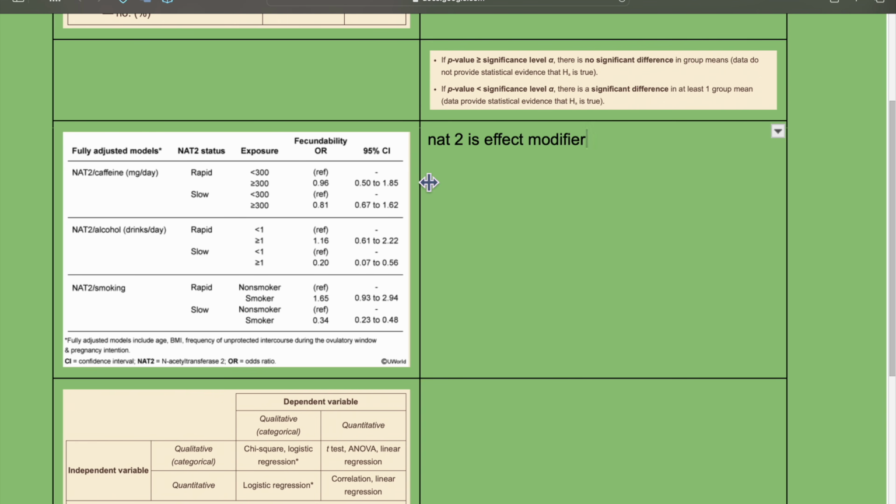The main thing was that you figure out that NAT2 is the effect modifier. I just went over the whole confidence interval thing with you.